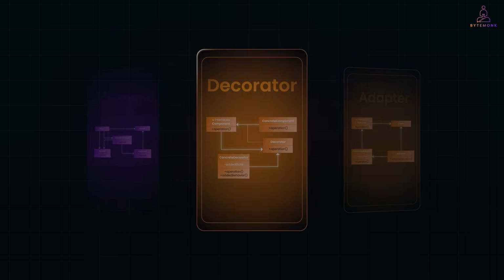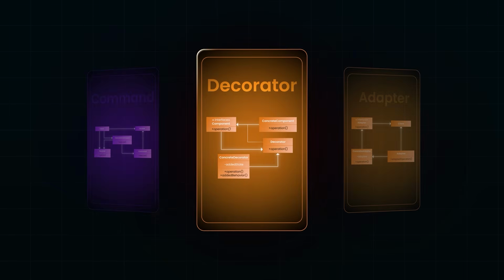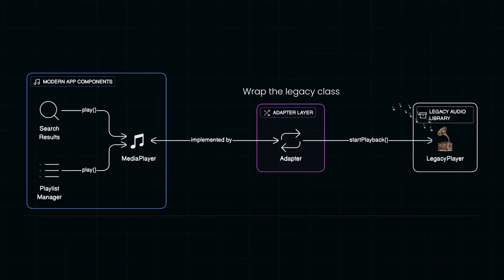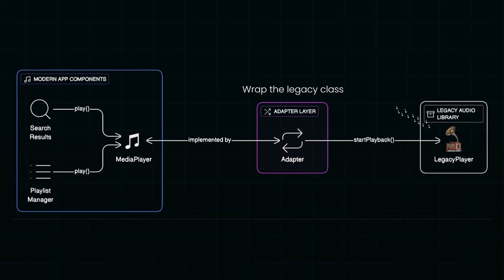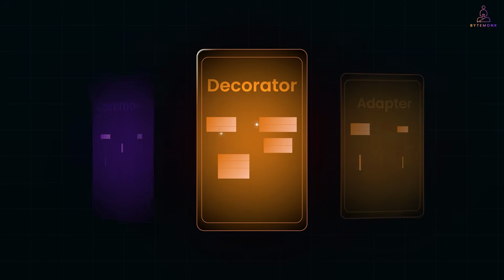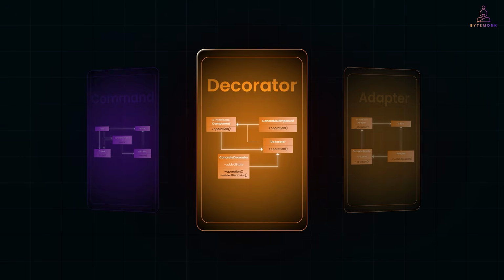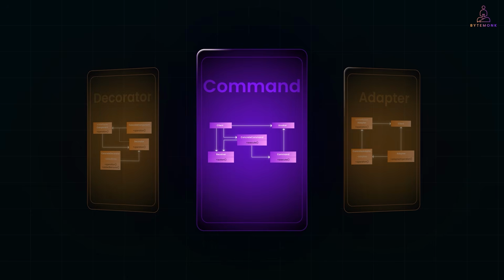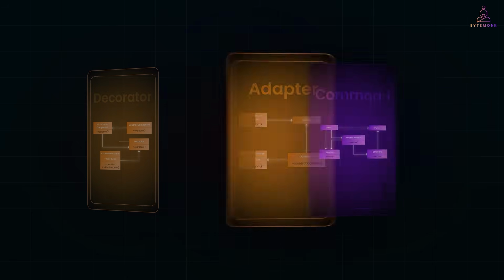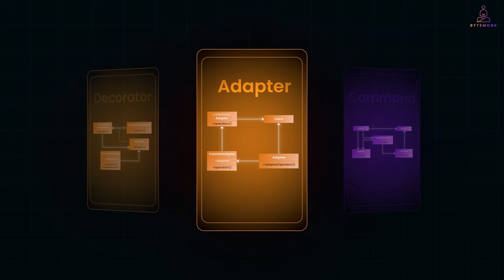In this video, we'll explore 3 more high-impact patterns that show up everywhere, from UI frameworks to middleware, game engines to microservices. We'll start with the decorator pattern, a flexible alternative to subclassing when you want to add features to an object dynamically. Then we'll move to the command pattern, a way to wrap actions as objects so you can queue them, undo them, or trigger them later. And finally, the adapter pattern, which helps incompatible systems talk to each other without changing existing code.